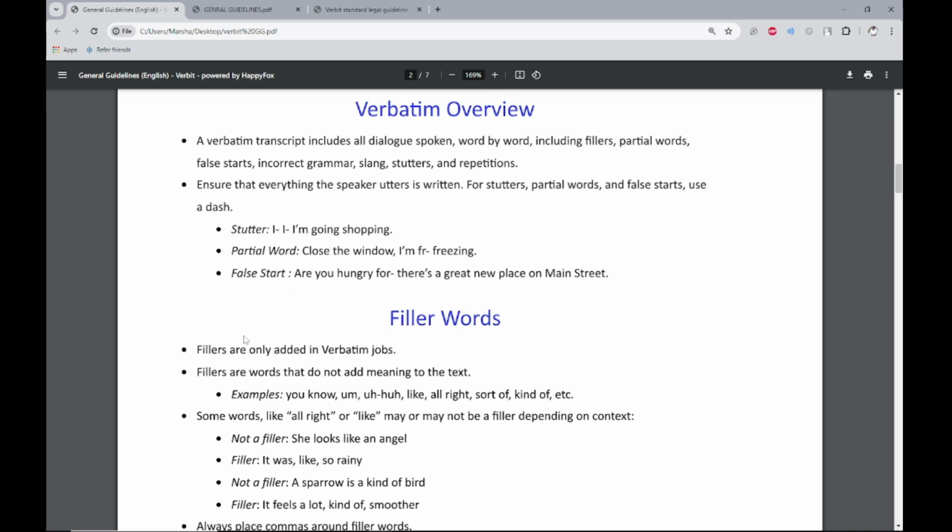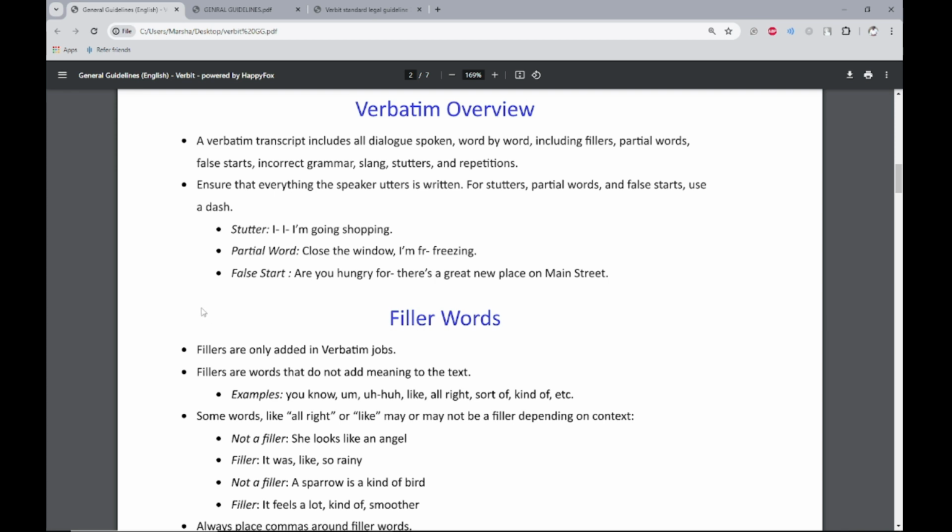Then we have the filler words. Okay, filler words like all right, sort of, kind of, sort of. Okay, those are the filler words. Now in Lego transcript, for any filler word, you're supposed to separate with a comma. All right, if it's a filler word, make sure you put a comma, then you continue.